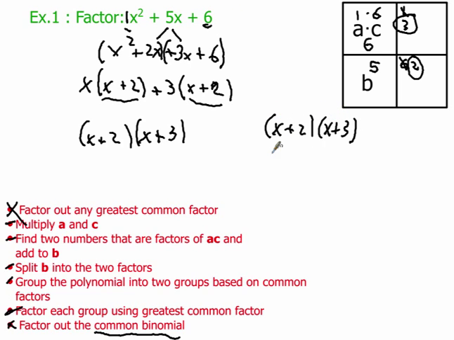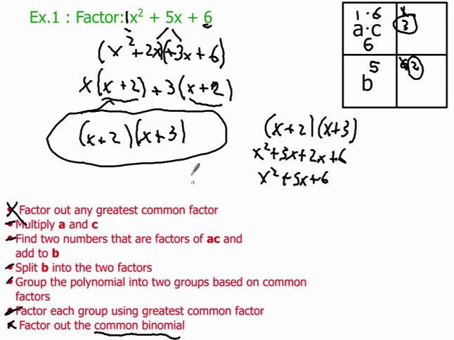So x times x is x squared. x times 3 is 3x. 2 times x is 2x. 2 times 3 is 6. Combine our like terms. 3x plus 2x is 5x, so I get x squared plus 5x plus 6, which is our original expression here. So I did this correctly. My answer is x plus 2 times x plus 3. So just got to follow this sort of checklist, this procedure, and we will get the correct answer every time.